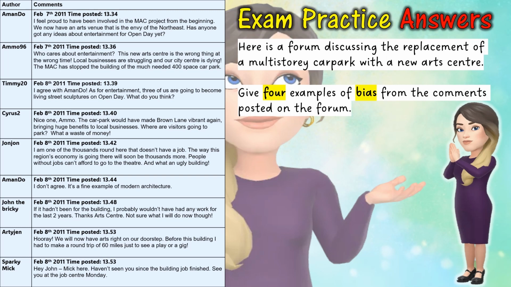Okay, let's highlight some examples you could have used for your answer. Number 1, Amandu says, the envy of the Northeast. Amandu was involved in the project to create the art centre, so they're bound to have a positive opinion of it, or at least give a positive opinion because there's something in it for them.